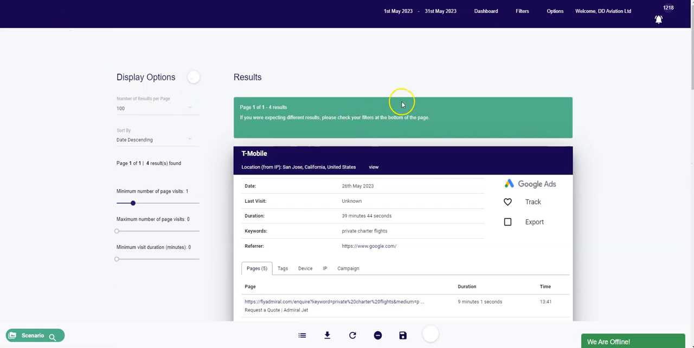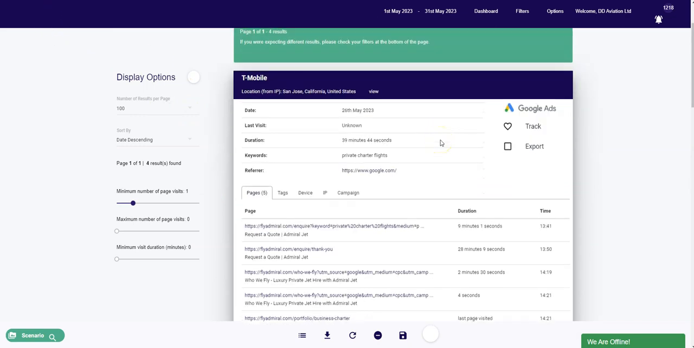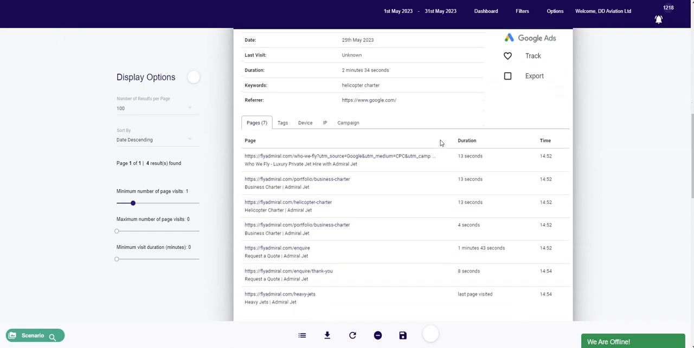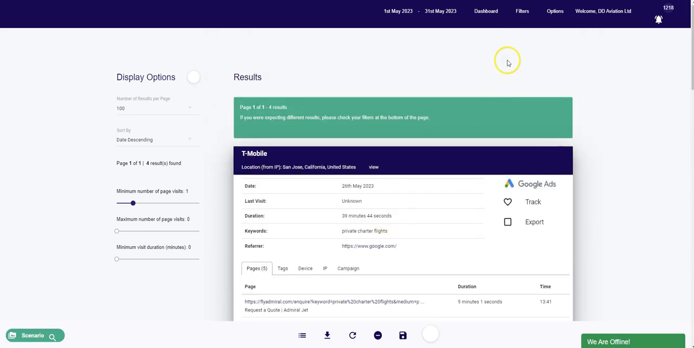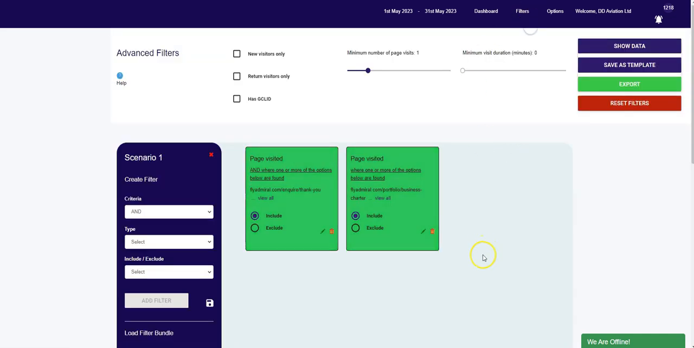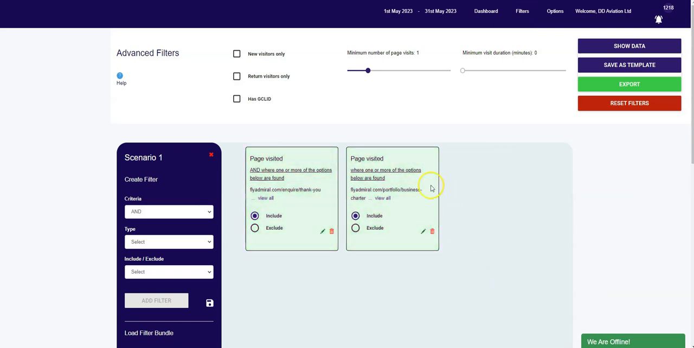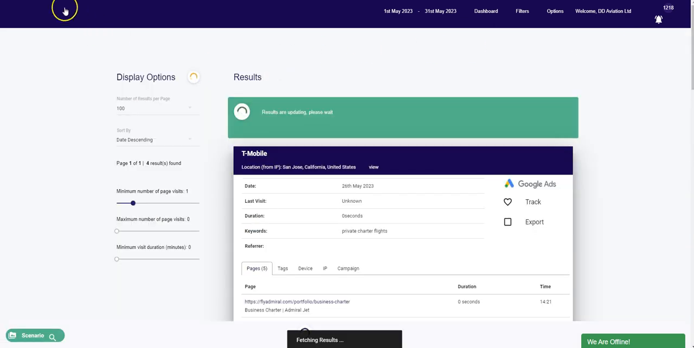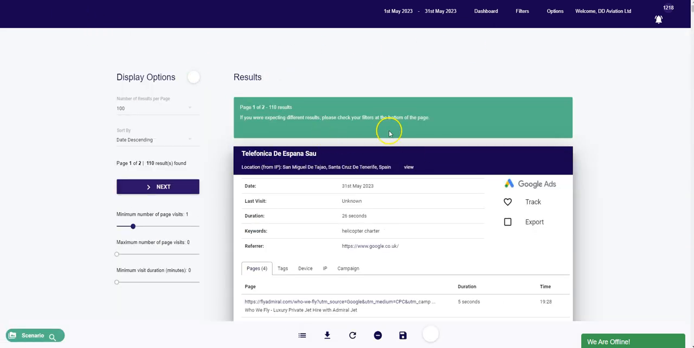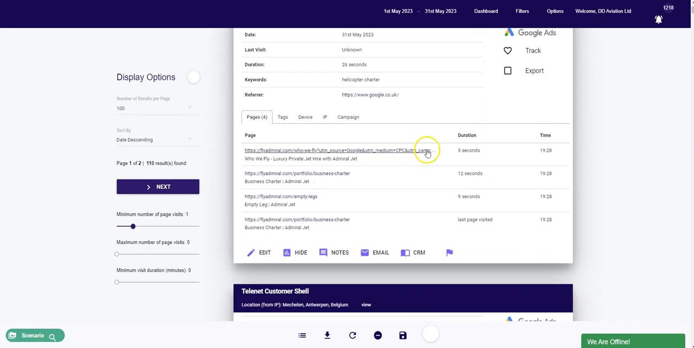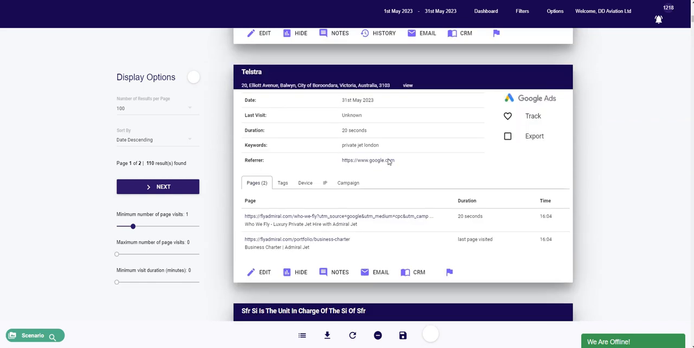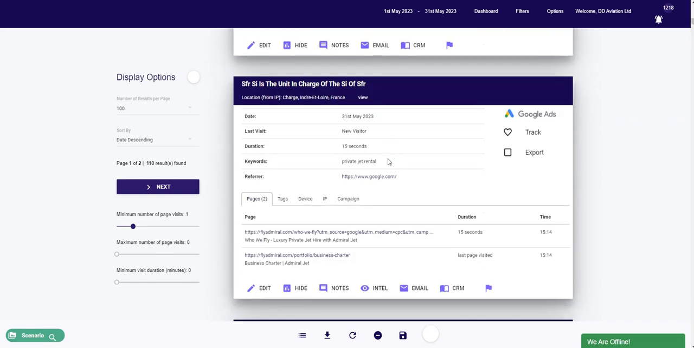And this gives us 4 results. So these 4 people got to that page as part of their journey through the website and they made contact. But that's only 4. So what we can do is look at the reverse. We could look at the people who got to that particular page who didn't get to thank you. And here we see the majority, which are the 110 who did look at business charter but did not get to the inquiry thanks page.